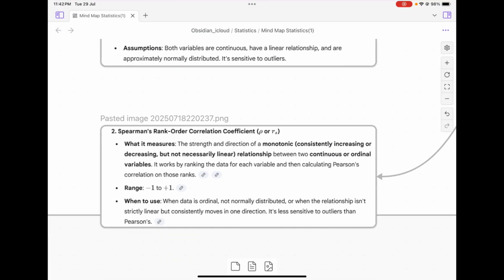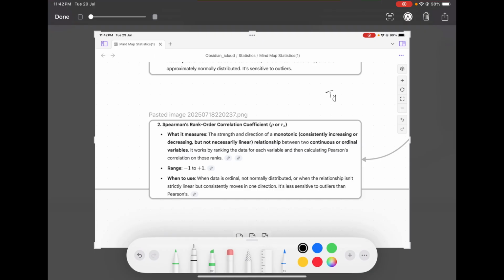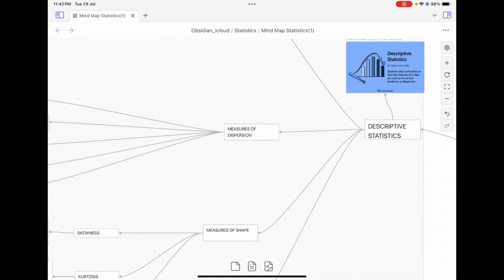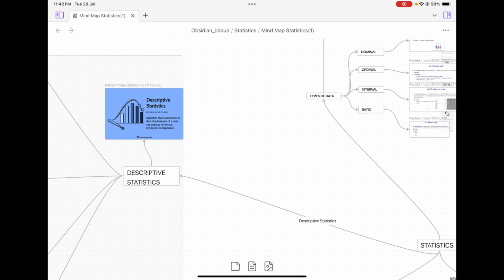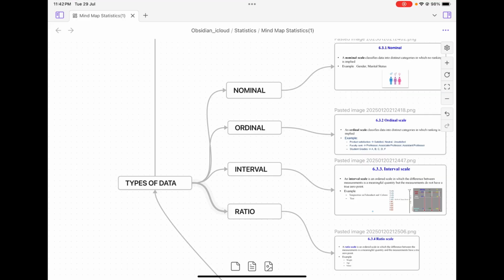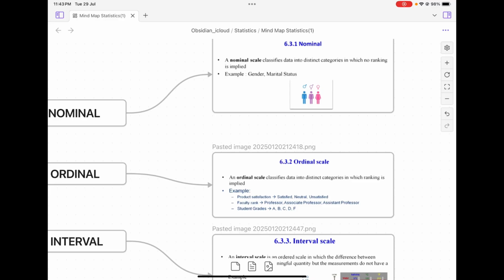Now we are moving to Spearman's rank order correlation coefficient. When we discussed the types of data, let us take a look back. In statistics, the first thing we studied was the types of data. We studied nominal, ordinal, interval, and ratio. We have seen what we mean by nominal and ordinal data. Nominal data means data like gender, marital status, which does not have much significance or relationship between them.